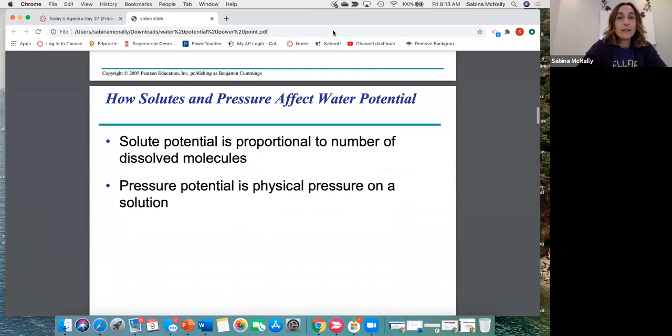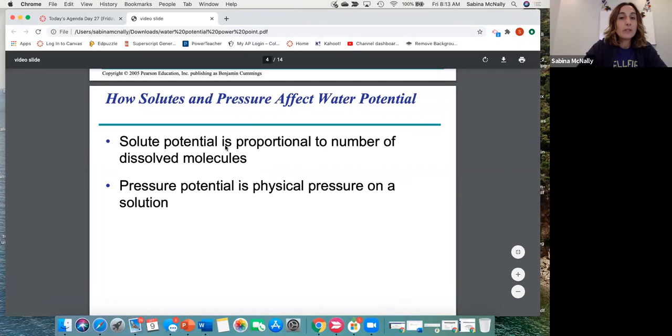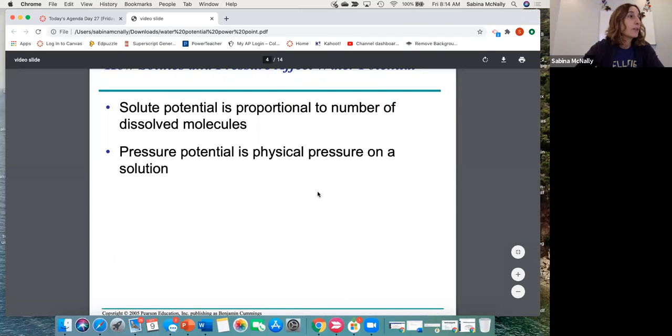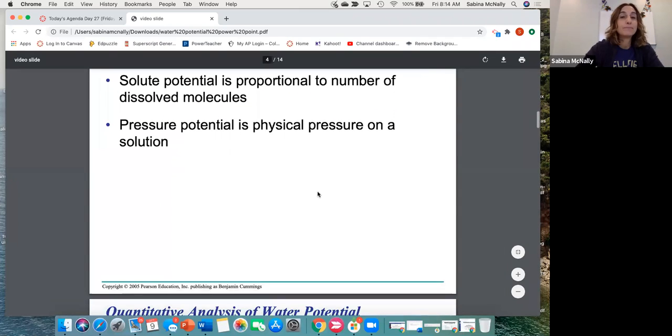Here is what happens. The solute potential is proportional to the number of dissolved molecules, because remember, that's what solute is. And pressure potential is the physical pressure on a solution, right? If I had a syringe filled with water, I could put pressure on that syringe and squirt all of you. That'd be terrible, but I could do that. And that is me forcing water to move because of pressure. And pressure does exist with plants. There's a negative pressure up at the roots where water is being sucked out of the leaves through the stomata. Okay. There's also a positive pressure in the roots. It's called root pressure. So pressure is a driving force of water movement in plants.